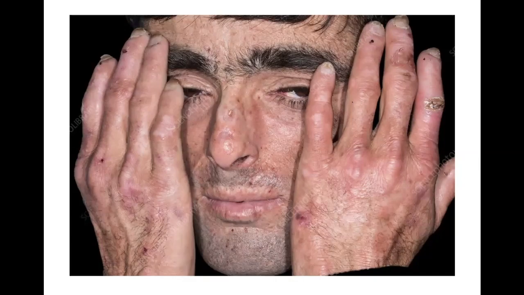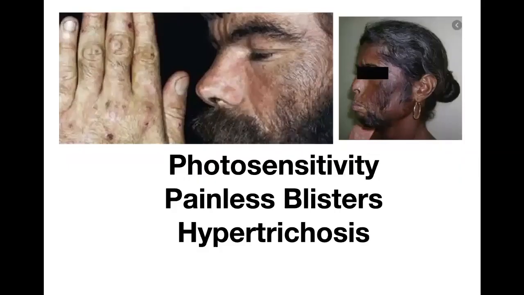Porphyria cutanea tarda. Now here, zoom in, you notice these 2 patients are quite hairy. So there's hypertrichosis or excess facial hairs. So memorize these 3 manifestations of Porphyria cutanea tarda. Number 1 is photosensitivity. Number 2 is painless blisters. Number 3 is hypertrichosis. Photosensitivity, painless blisters, then hypertrichosis.